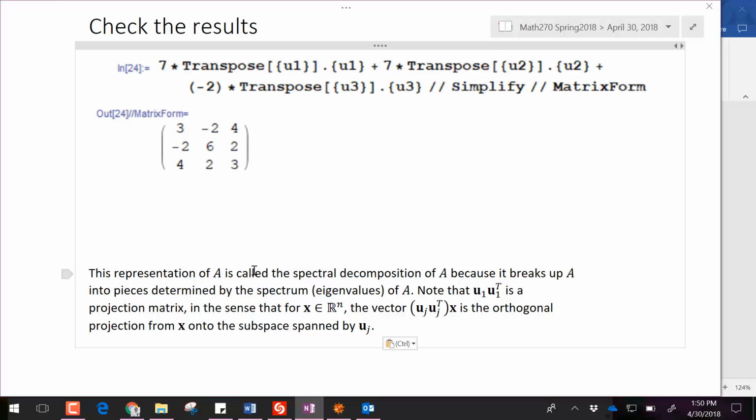And then U1 dotted with U1 transpose is a projection matrix, in the sense that if you have a vector x in Rn, and you apply that projection matrix to x, that's the orthogonal projection of x onto the subspace spanned by u sub j. So that ties back into the whole orthogonal business.